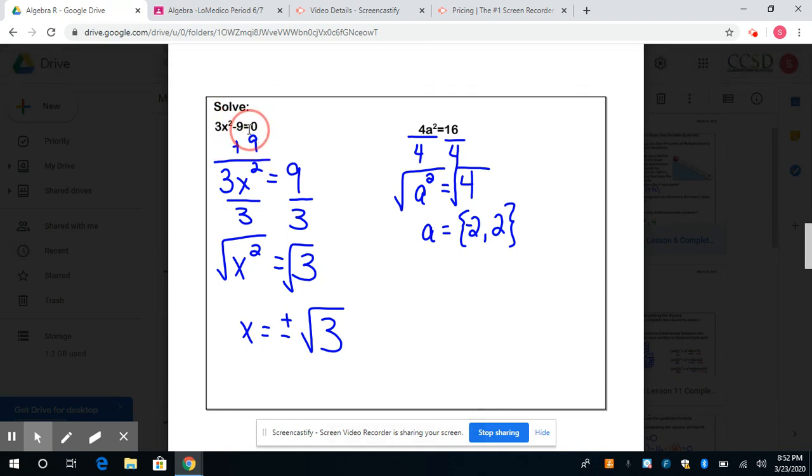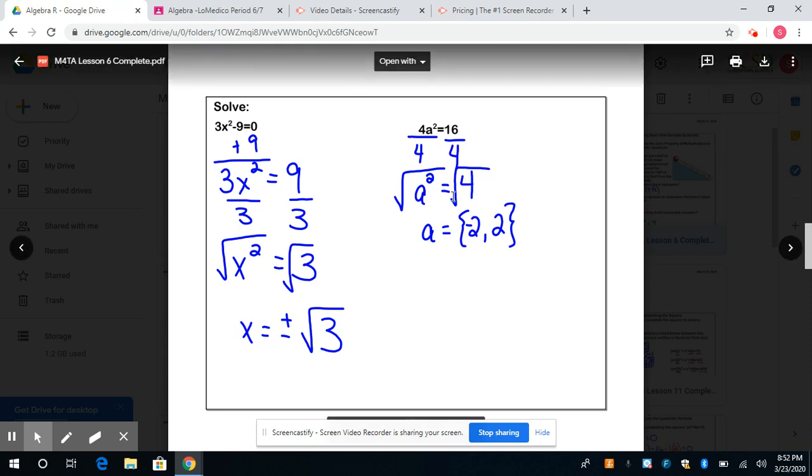So again, you're solving. So they should be equal to 0. Get x by itself. Add 9 to both sides. Now you have 3x squared equals 9. What do you do to both sides? Divide by 3. How do you undo an x squared equals 3? Take the square root. You're going to have 2 possible solutions, right? When you take the square root, the answer could be positive or negative, okay?